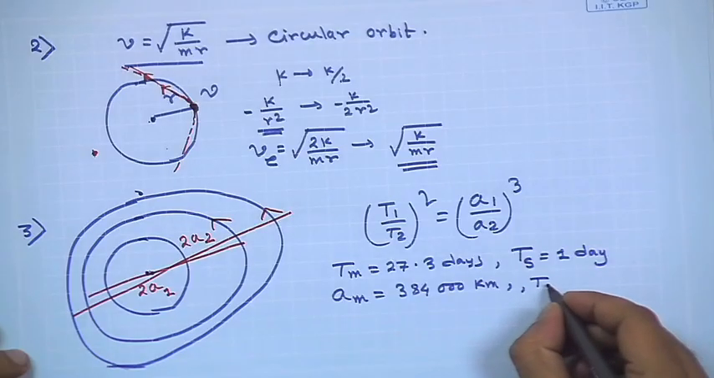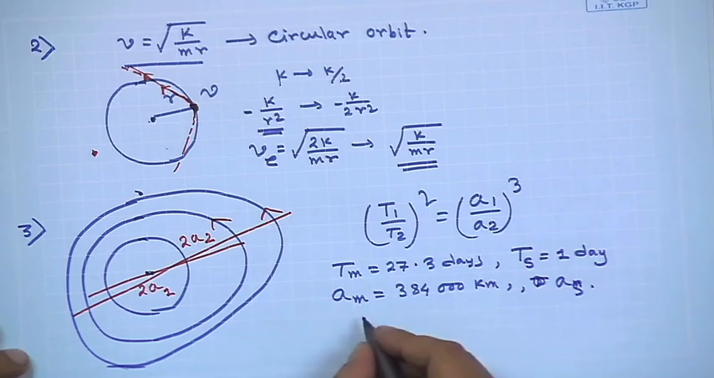So, INSAT is placed directly over India. Each country has its own geostationary satellite which will be placed directly over that particular country, and it will revolve along with it. As the Earth rotates, the satellite will also rotate along with the Earth. So, we have Ts equal to 1 day, and we have to calculate As.